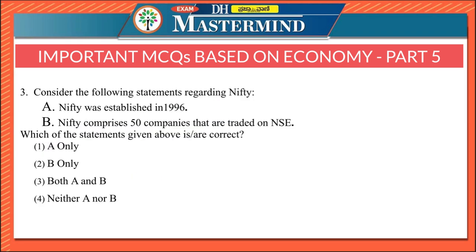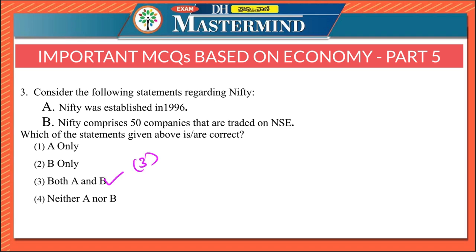Third question says, consider the following statements regarding Nifty. Nifty was established in 1996. Nifty comprises 50 companies that are traded on National Stock Exchange. So here the right option is option 3, both A and B.